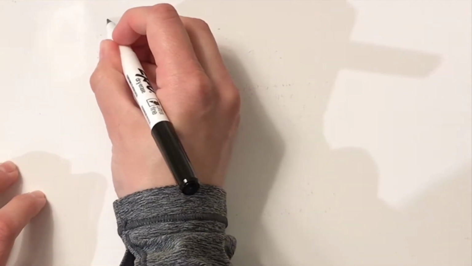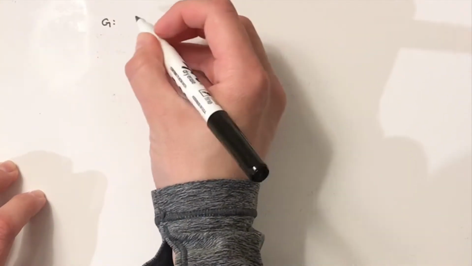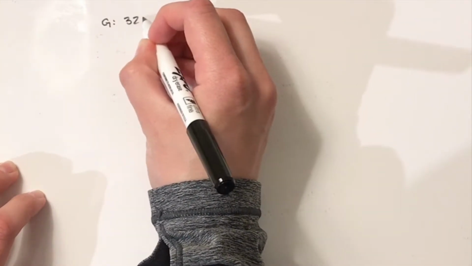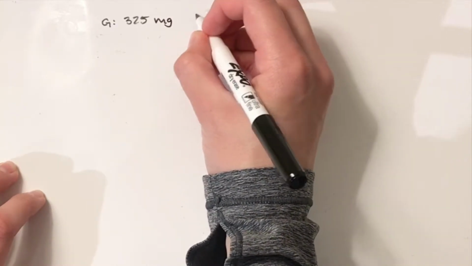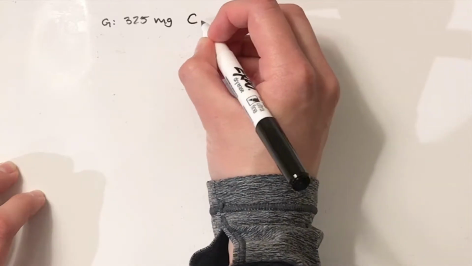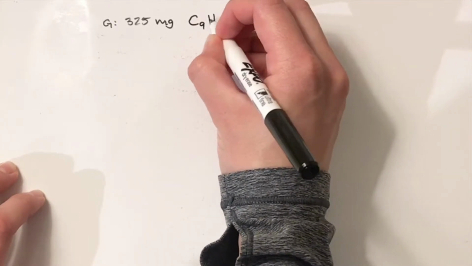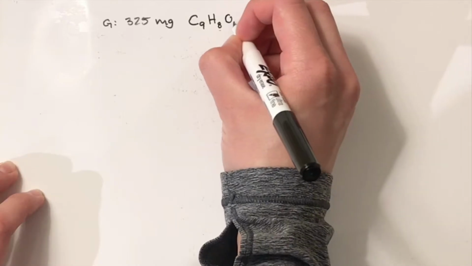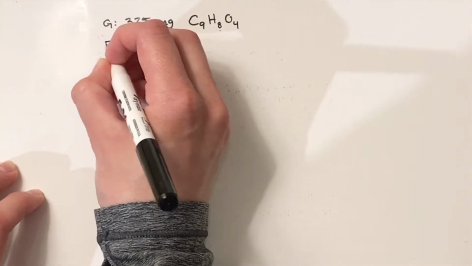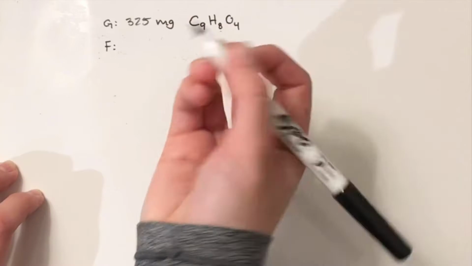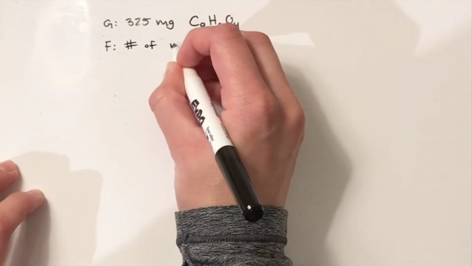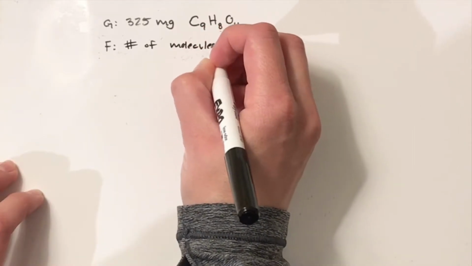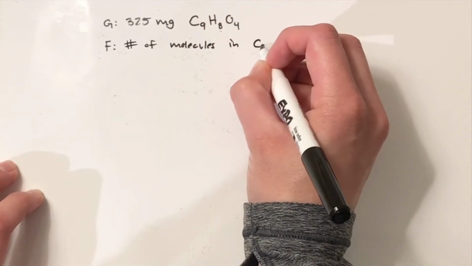All right, so let's start with what we're given. We're given 325 milligrams of acetylsalicylic acid. Acetylsalicylic acid, gosh, that's a mouthful, is C9H8O4. All right, cool. And what we have to find is the number of molecules in acetylsalicylic acid.